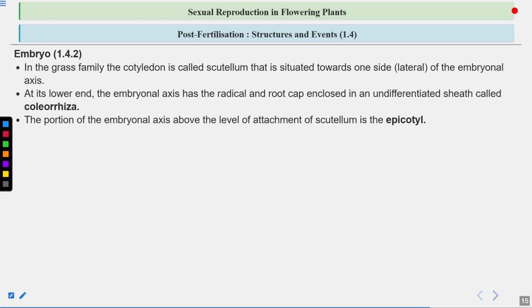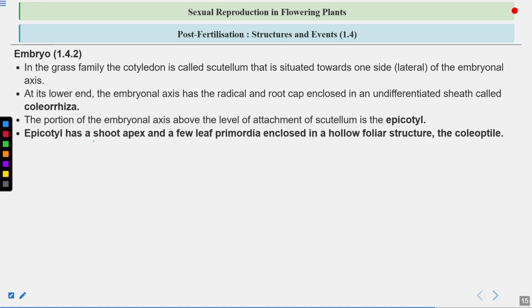The portion of the embryonal axis above the level of attachment of the scutellum is the epicotyl. So we have discussed the epicotyl. Epicotyl has a shoot apex and a few leaf primordia enclosed in a hollow foliar structure, the coleoptile. Right? So they are helping in the formation of this coleoptile structure. They give rise to a shoot apex and a few leaf primordia.